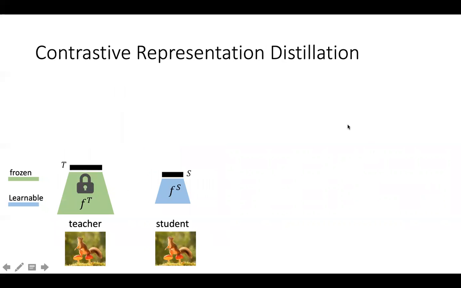Okay, the second work is contrastive representation distillation, which was published at ICLR this year. In contrastive learning, we have two views, and this example is trying to demonstrate that you can think of the two views from a wider perspective. What can the two views be?